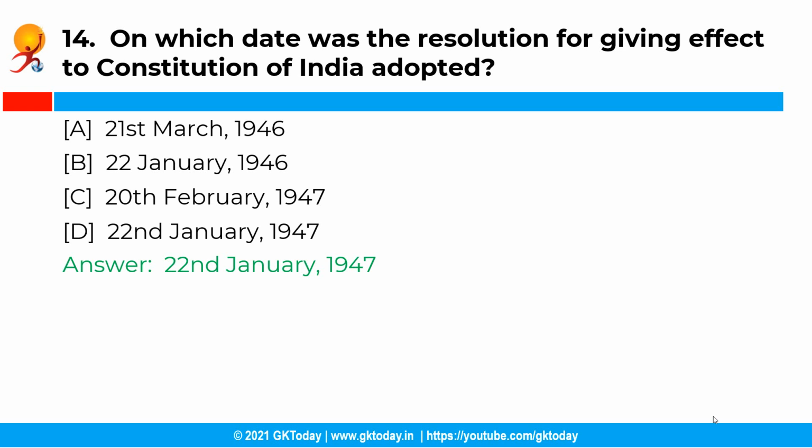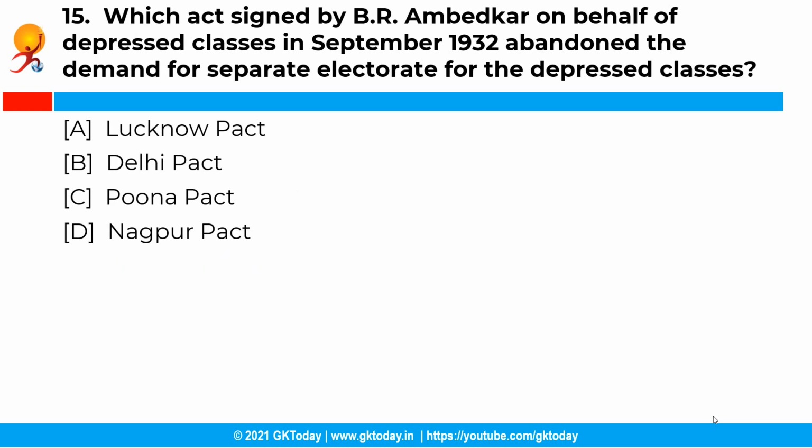Now let's discuss the last question for this video. So your question is that which act signed by B.R. Ambedkar on behalf of depressed classes in September 1932 abandoned the demand for separate electorate for the depressed classes? Your options are: A, Lucknow Pact; B, Delhi Pact; C, Pune Pact; and D, Nagpur Pact. So the correct answer for the question is option C, that is Pune Pact.